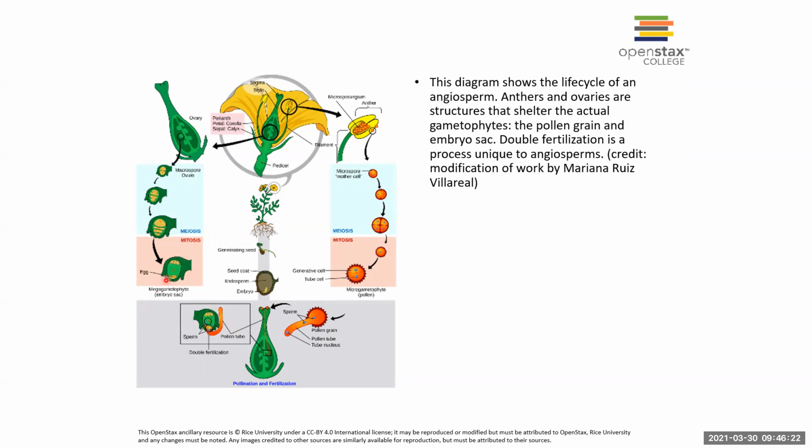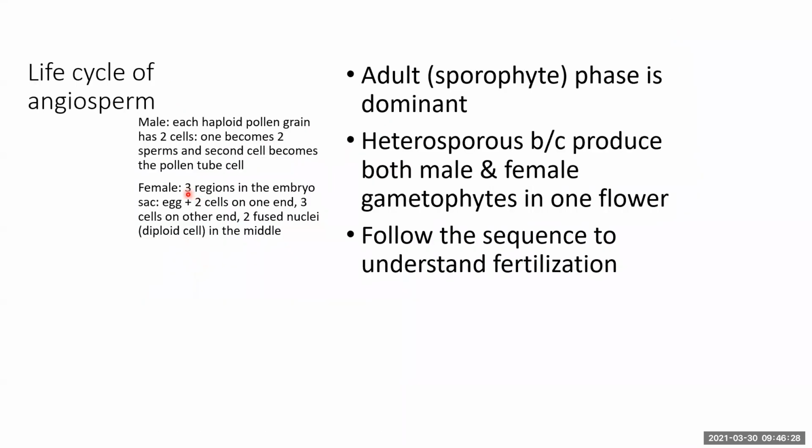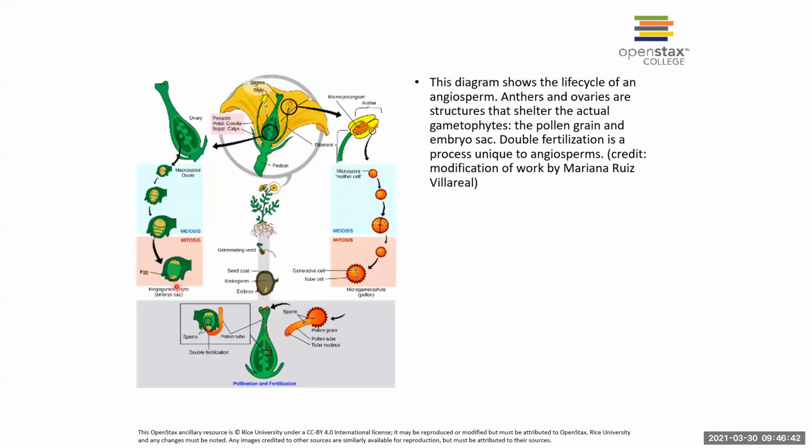Now, here we have that female structure. Okay, and so let's go back just for a second. With that female structure, remember we said we had three regions. Okay, we have an egg plus two cells on one end, and we have three cells on the other end, and then two fused nuclei in the middle. All right, so let's locate those. So you have an egg with two cells on one end, so this is the end here. You have your three cells on the other end, and then you have your two cells in the middle. Okay, so what happens is with angiosperms, one of those sperm cells will fertilize the egg.